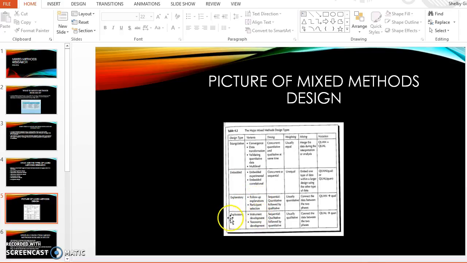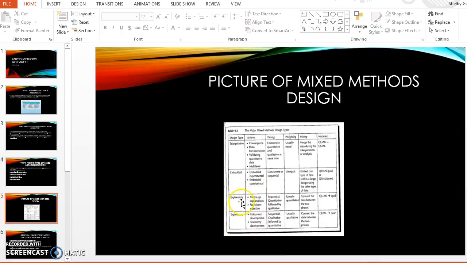The exploratory design, it's an instrument development, it's taxonomy development. Those are the variants in it. The timing is it's sequential, qualitative followed by quantitative. It's usually qualitative when it's weighed, and it connects data between two phases.